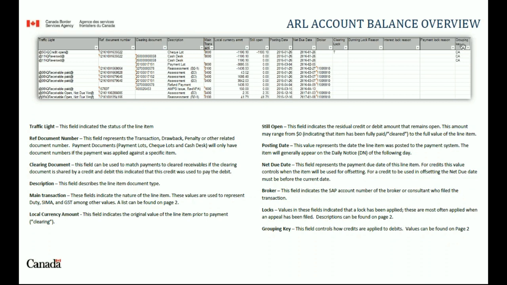Finally, the grouping key column. This column is generally used to indicate one of a few things. The CA flag will indicate cash B3s and will be used to group and match payments and receivables, i.e. B3s and their corresponding payments should both be tagged with a CA to ensure that they offset each other.